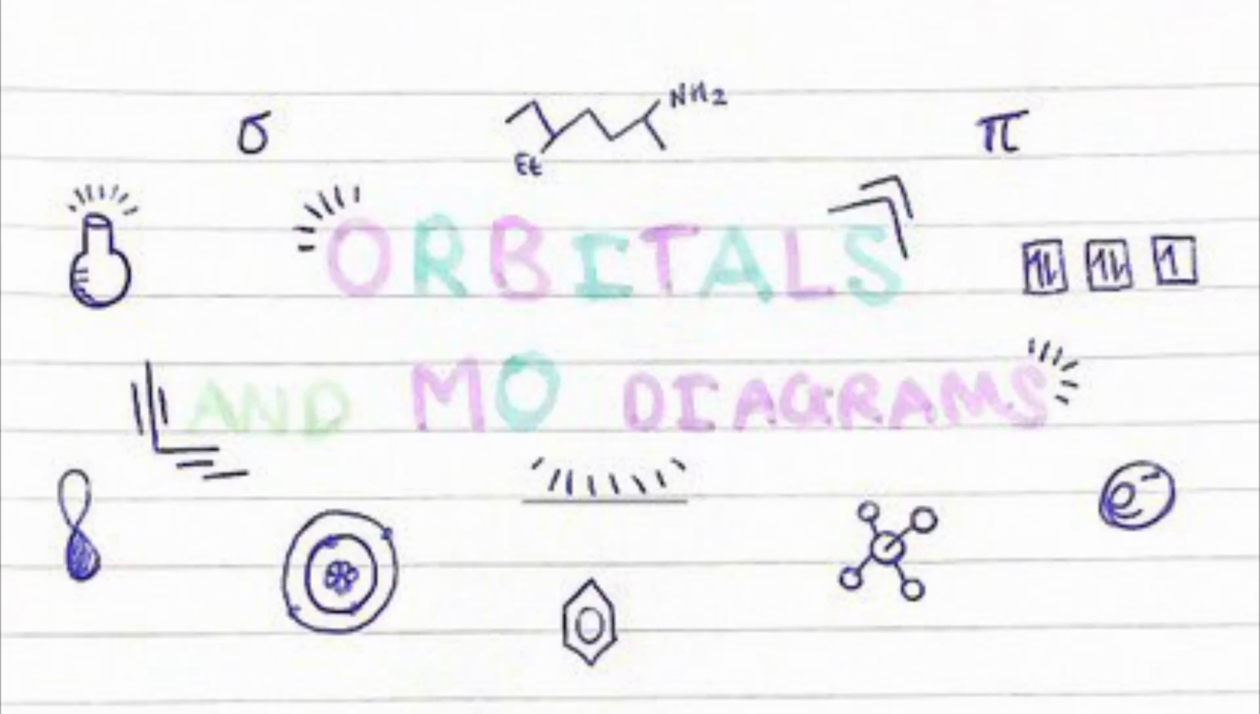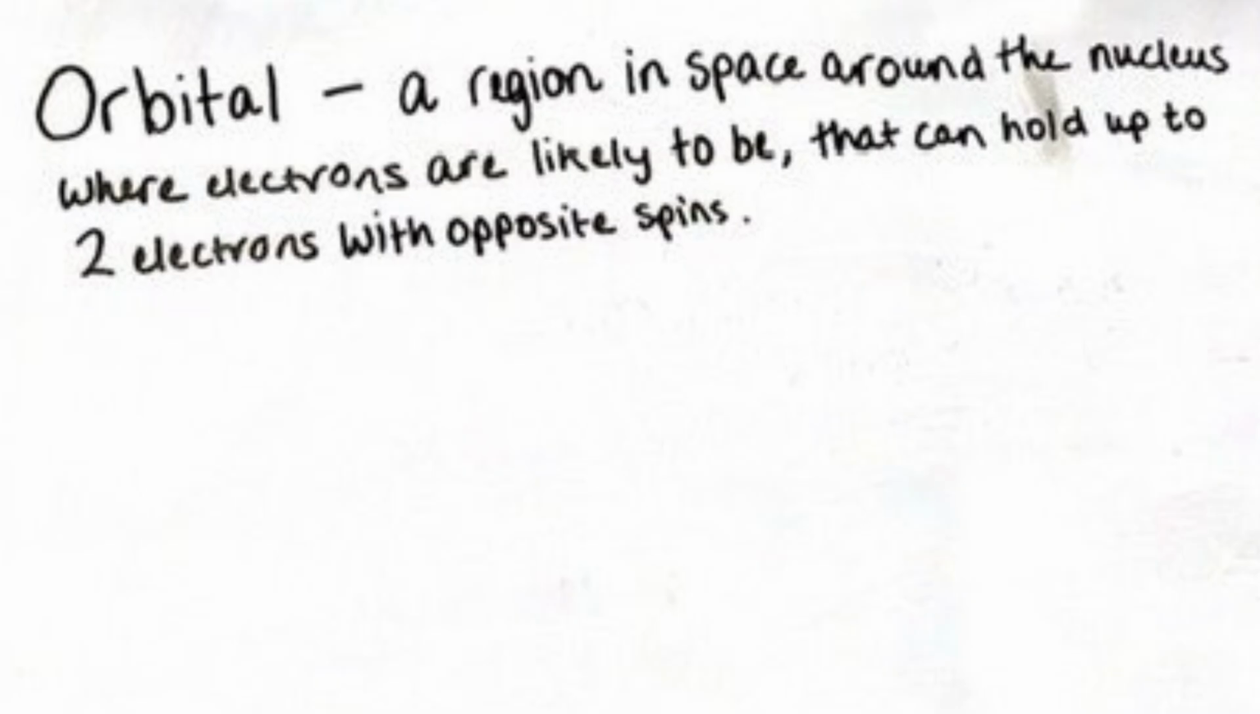In this video, we will be recapping what you have learnt about orbitals at A level and linking this knowledge to topics learnt at the beginning of a chemistry degree. An orbital is a region in space around the nucleus where electrons are likely to be, that can hold up to 2 electrons with opposite spins.